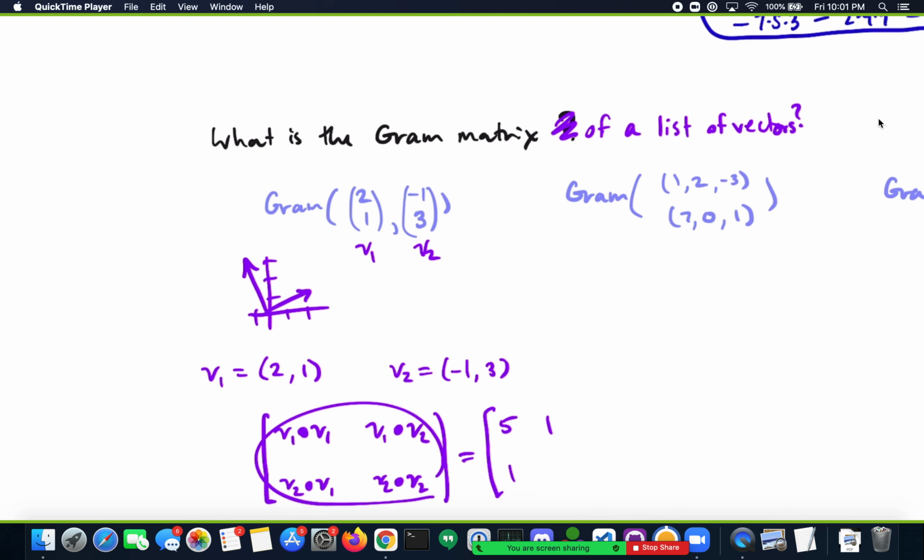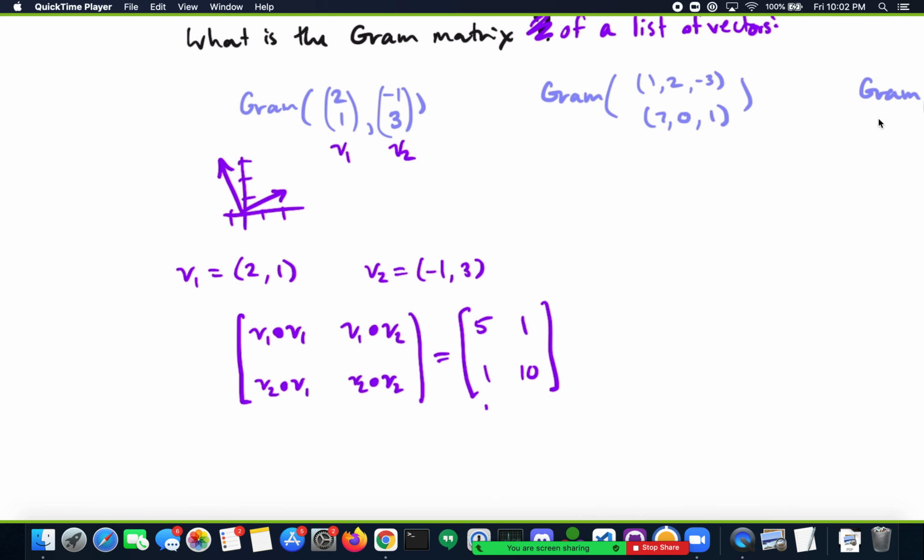We'd call this a symmetric matrix, just because this 1 is equal to that 1. The Gram matrix is always symmetric because v1 dot v2 and v2 dot v1 are the same number. Now what about v2 dot v2? Let's figure that out. 1 squared plus 3 squared is 10. So this is the Gram matrix. Now let's take the determinant of this matrix. Then we get 50 minus 1, which is 49.